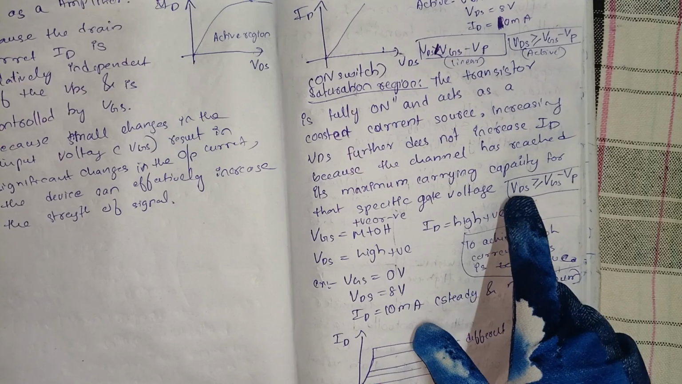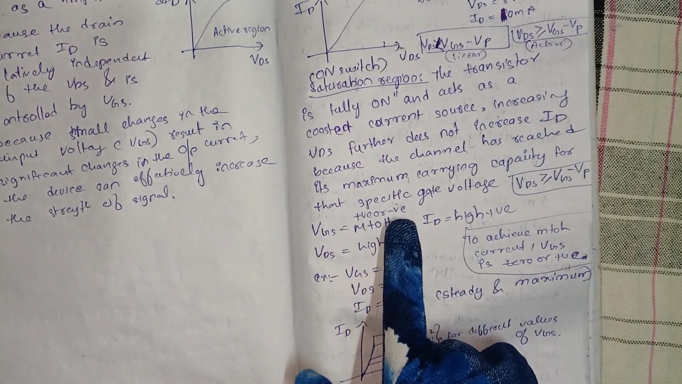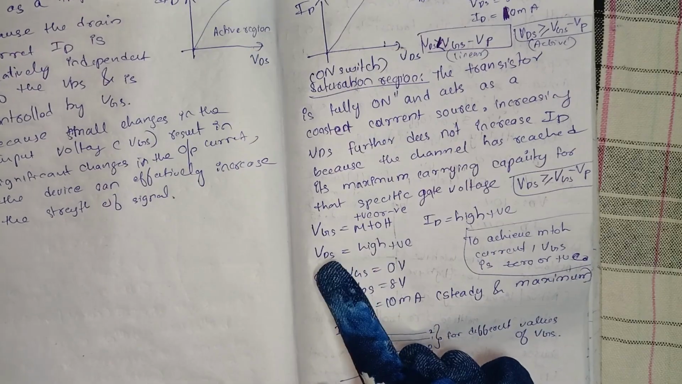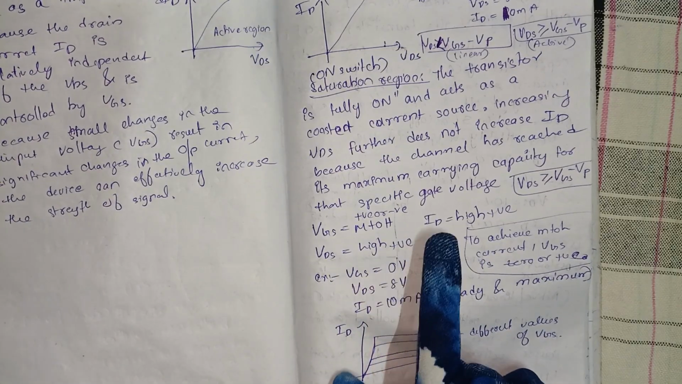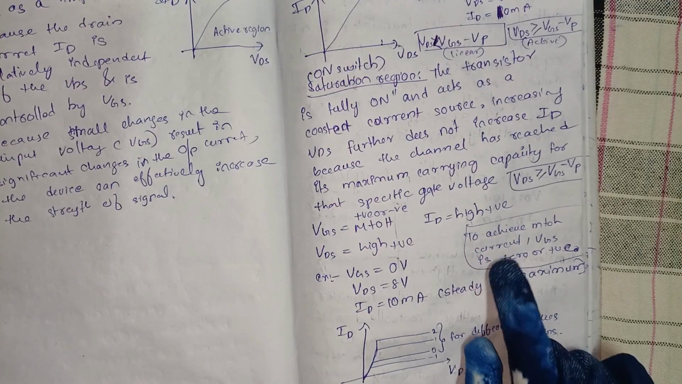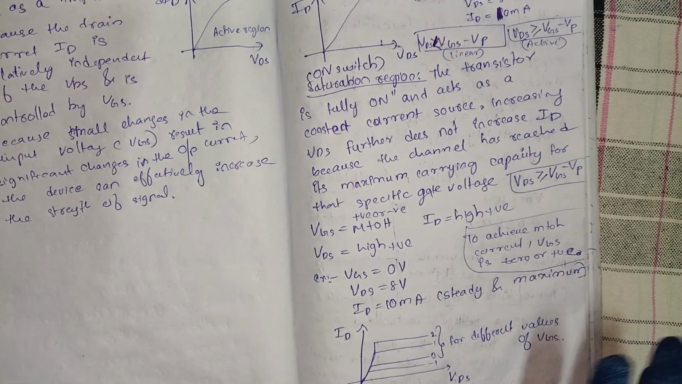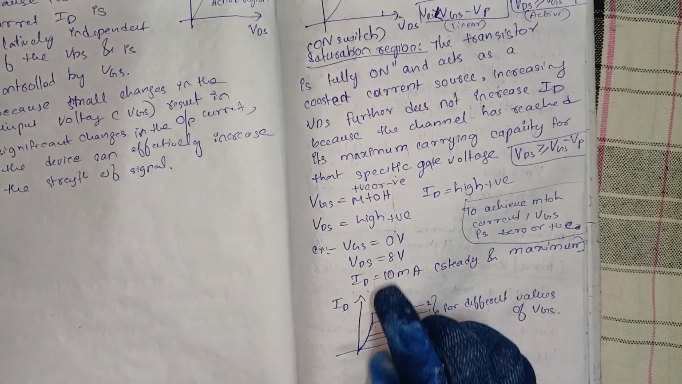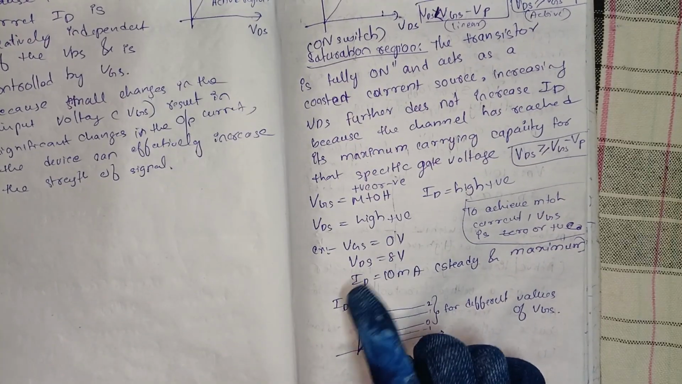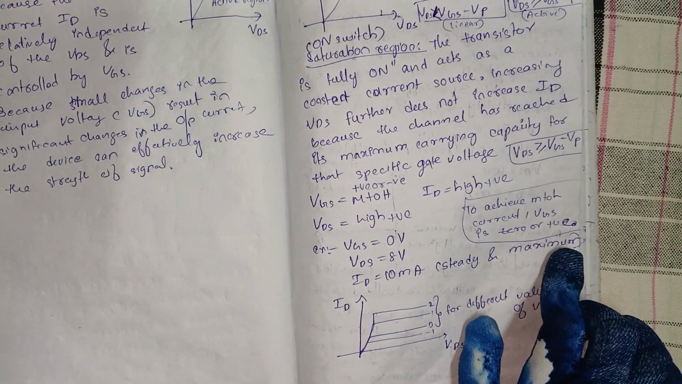Okay, the condition is VDS greater than or equal to VGS minus VP, and VGS should be positive or negative, medium to high, VDS is high positive, and ID should be high positive. To achieve medium to high current, VGS is 0 or positive. And the example is VGS 0, VDS 8, and ID is 10 microamperes, steady and maximum.